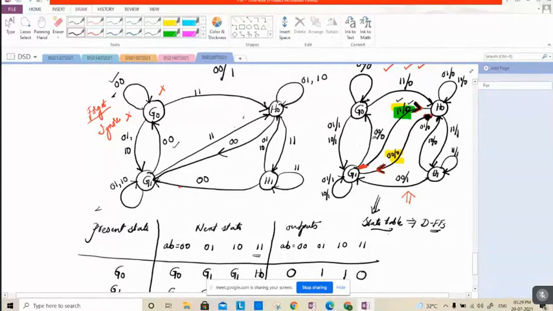What doubt do you have? For the present state H1, there is no 0 1 input condition. Okay, right. Both are written here: 0 1 and 1 0. Okay, don't be confused.